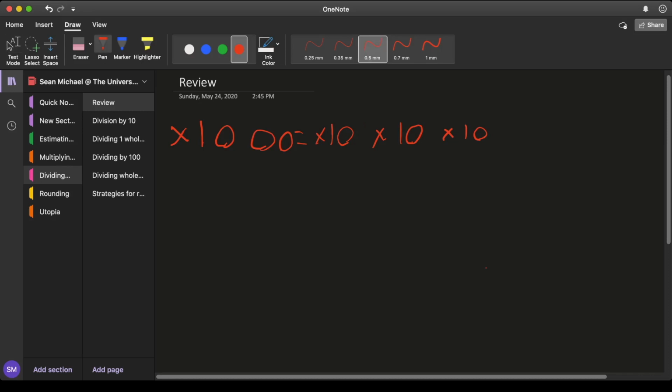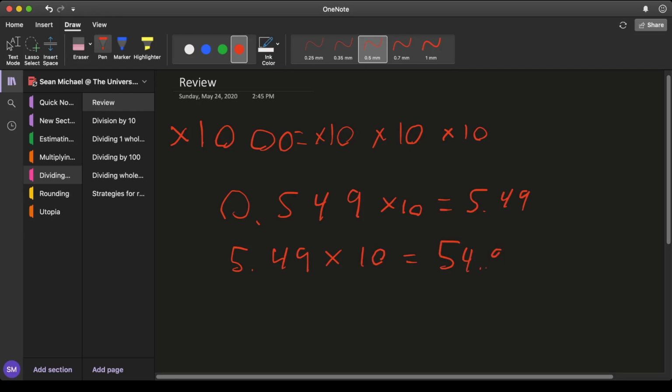And a similar thing happens. So if we had a number like 0.549, we times that by 10, we're going to get 5.49. You take 5.49, you times that by 10, you're going to get 54.9. And then you times 54.9 by 10, and you're going to get 549.